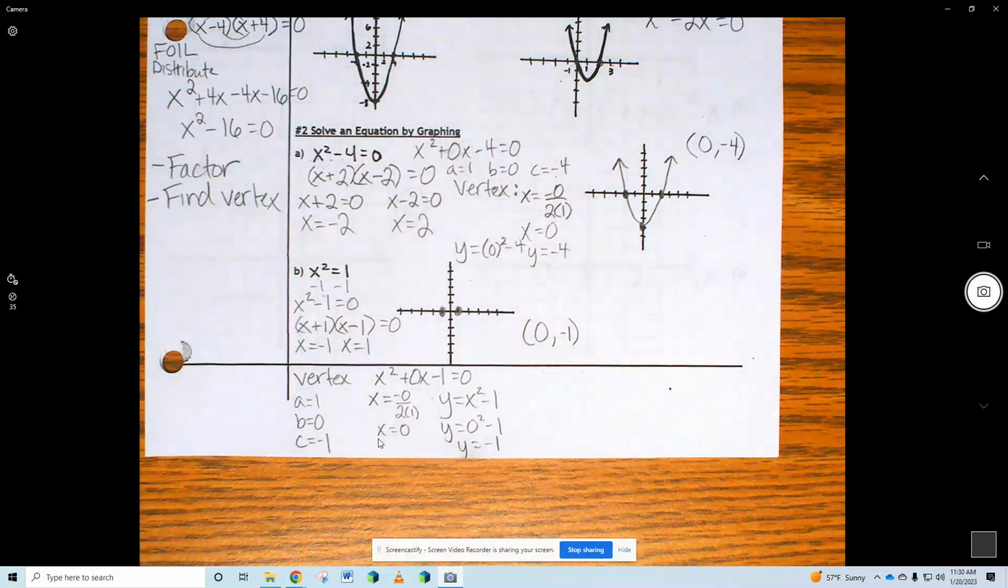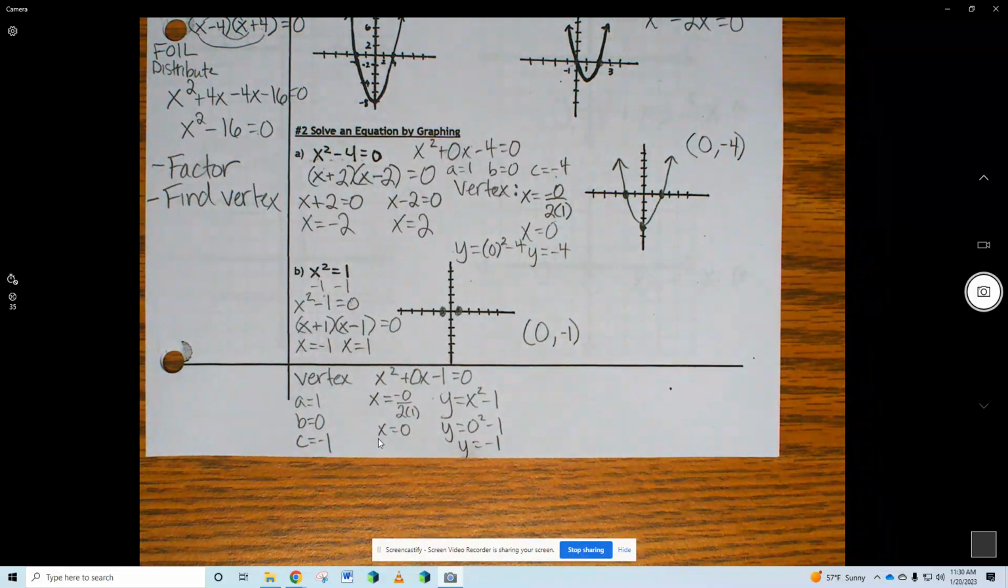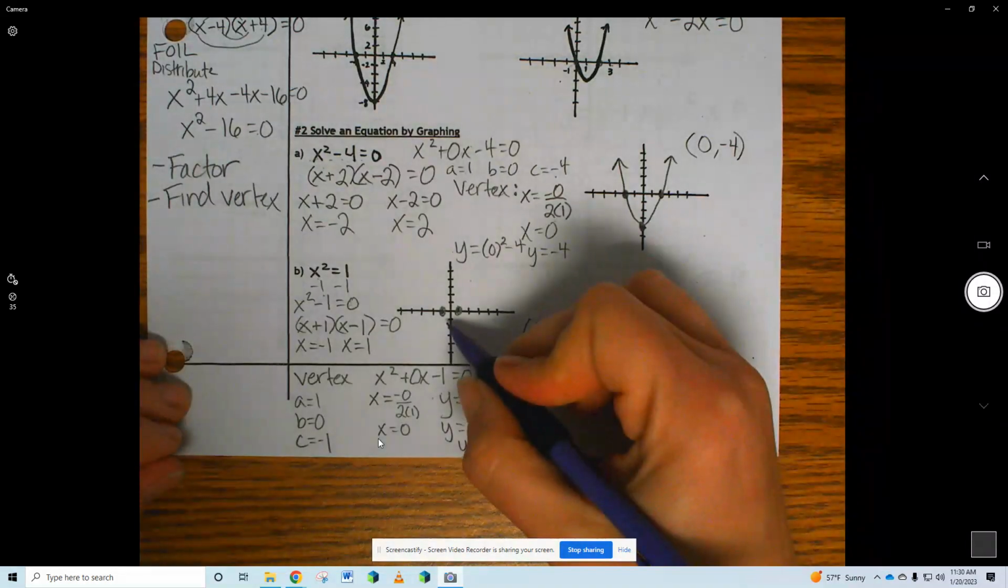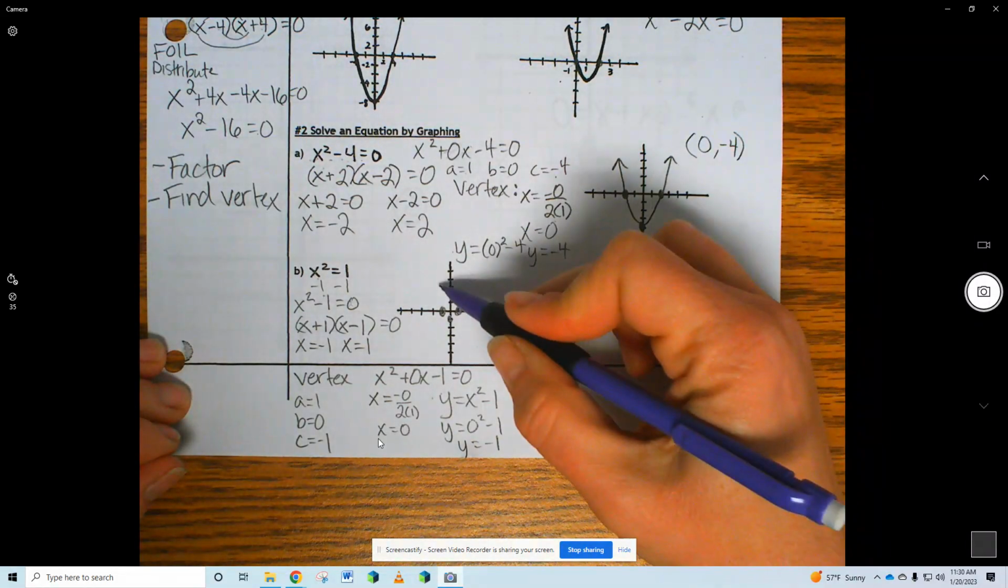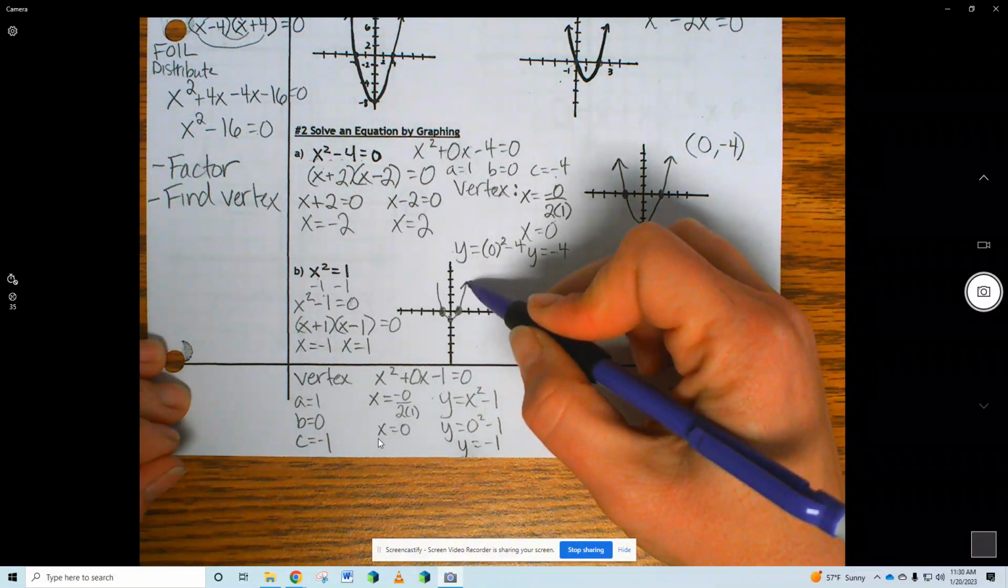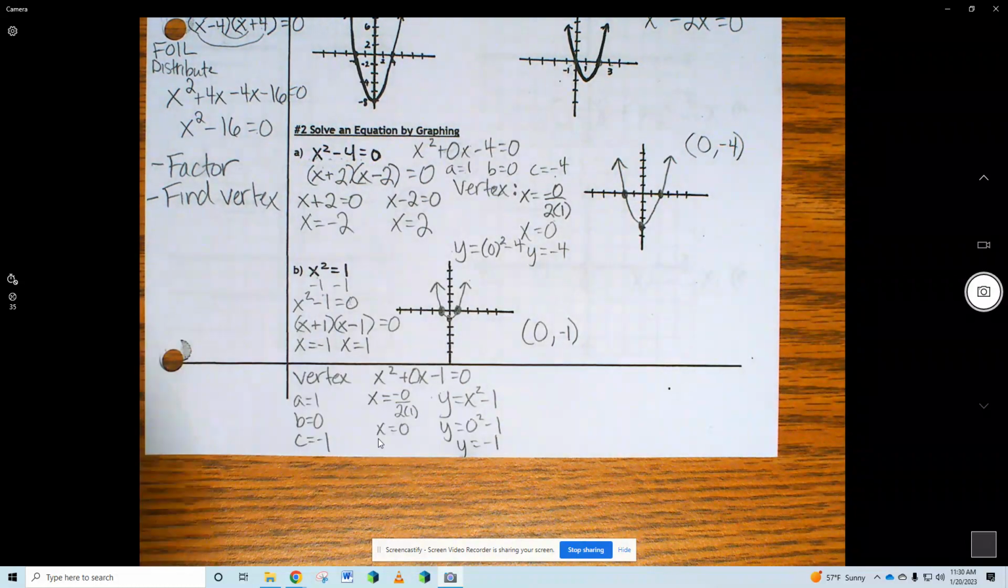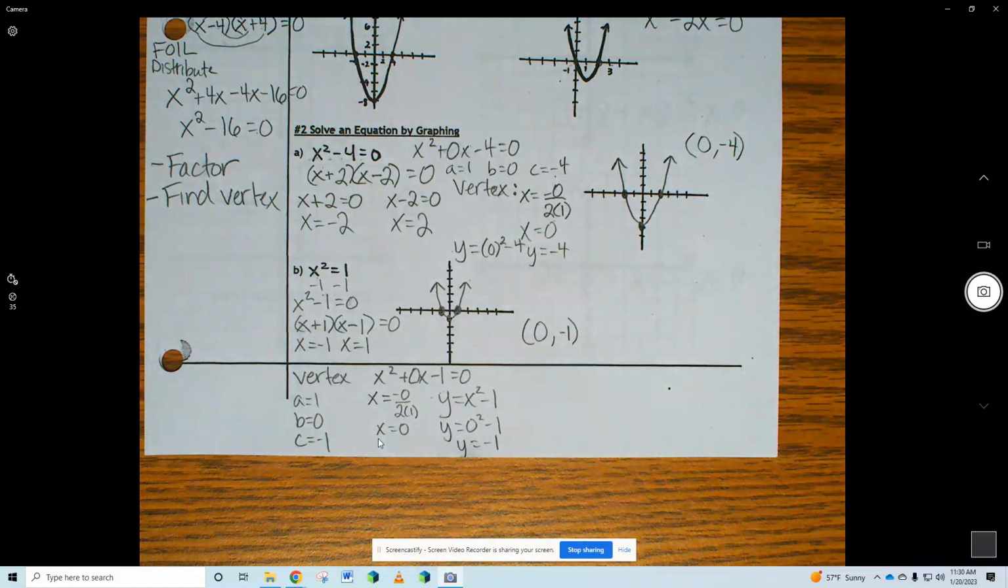And obviously my vertex has to be in the middle of those two dots. Here it is. Over nothing, down 1. And there's my parabola. Super small, right there. I'm factoring, and then I'm finding the vertex.